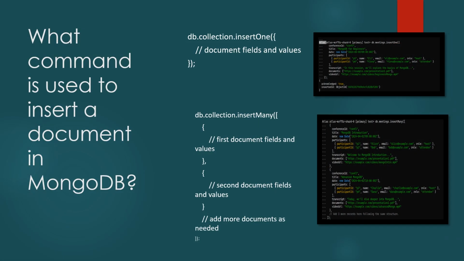What command is used to insert a document in MongoDB? MongoDB allows you to insert documents using the insertOne or insertMany methods, facilitating both single and bulk data entries. db.collection.insertOne(document): this method inserts a single document into the specified collection. It's useful when you want to add a single record. db.collection.insertMany(documents): if you need to insert multiple documents at once, this method is the way to go. It allows you to insert an array of documents into the collection.